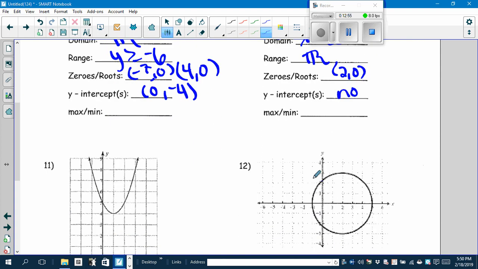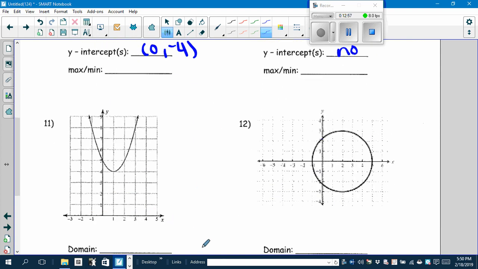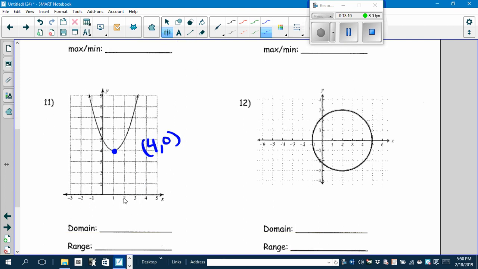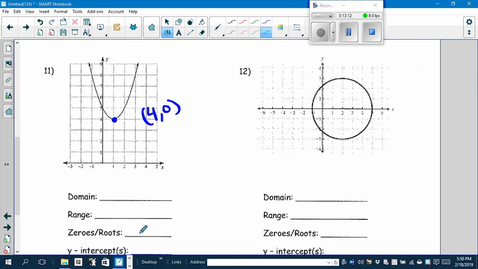So this one right here is also not a function, but this is another parabola. Let's take a look at this. This has a minimum point, and it's pointing up or down. So this minimum point is at the point (4, 0). Do you see how it never crosses the x-axis? So there are no zeros or roots.